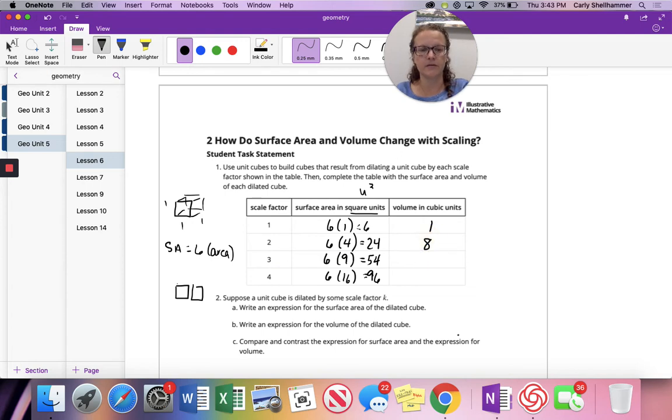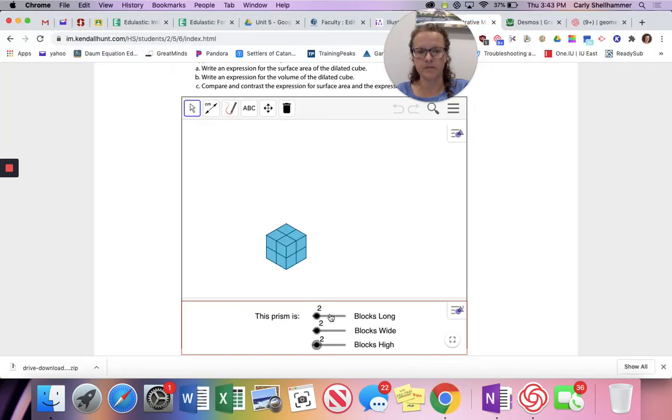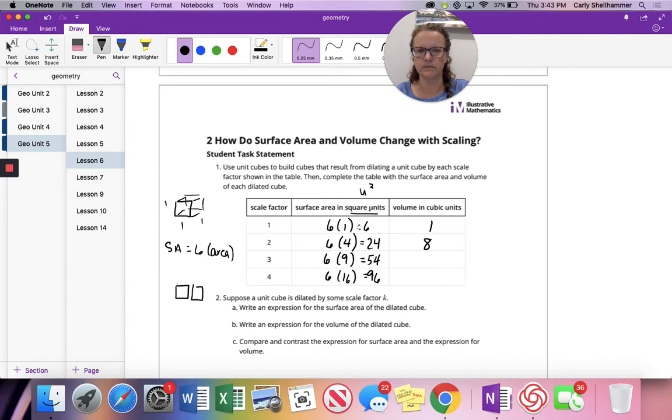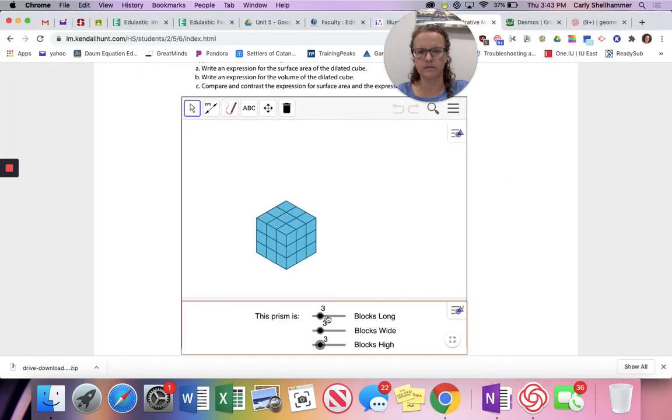Okay, scale factor of 3. Our volume is 3 times 3 times 3, which is 27. And then a scale factor of 4. What is our volume? 4 times 4 times 4, which is 64.